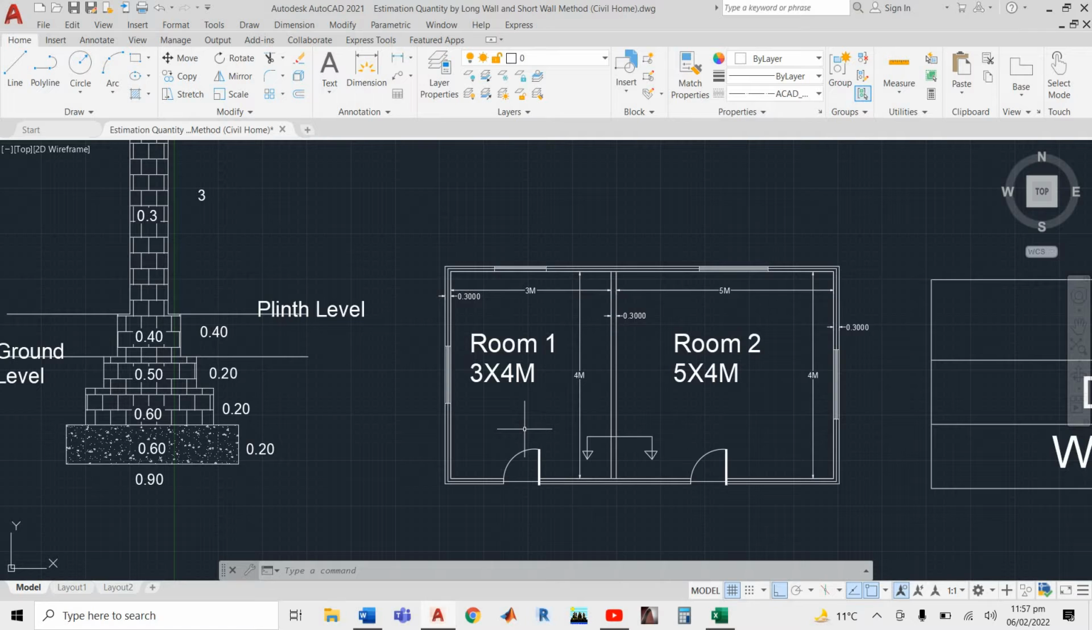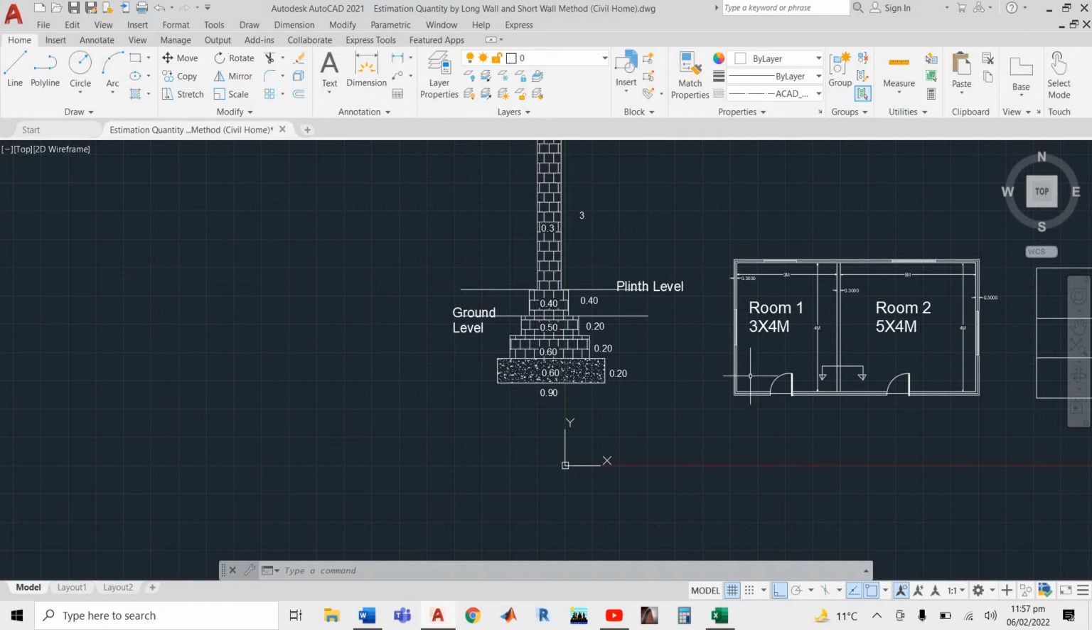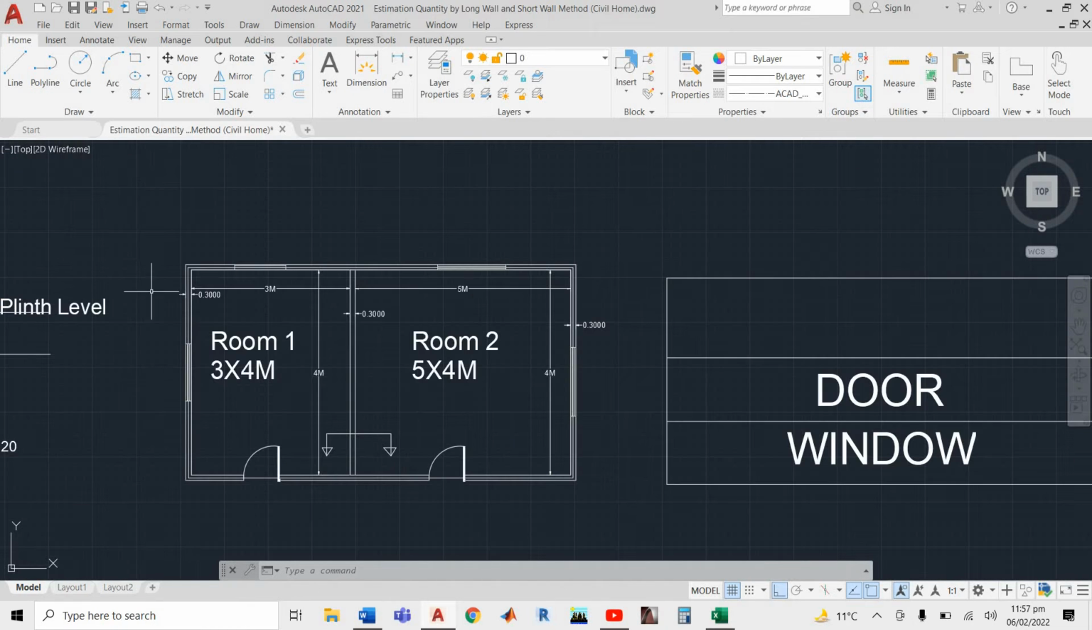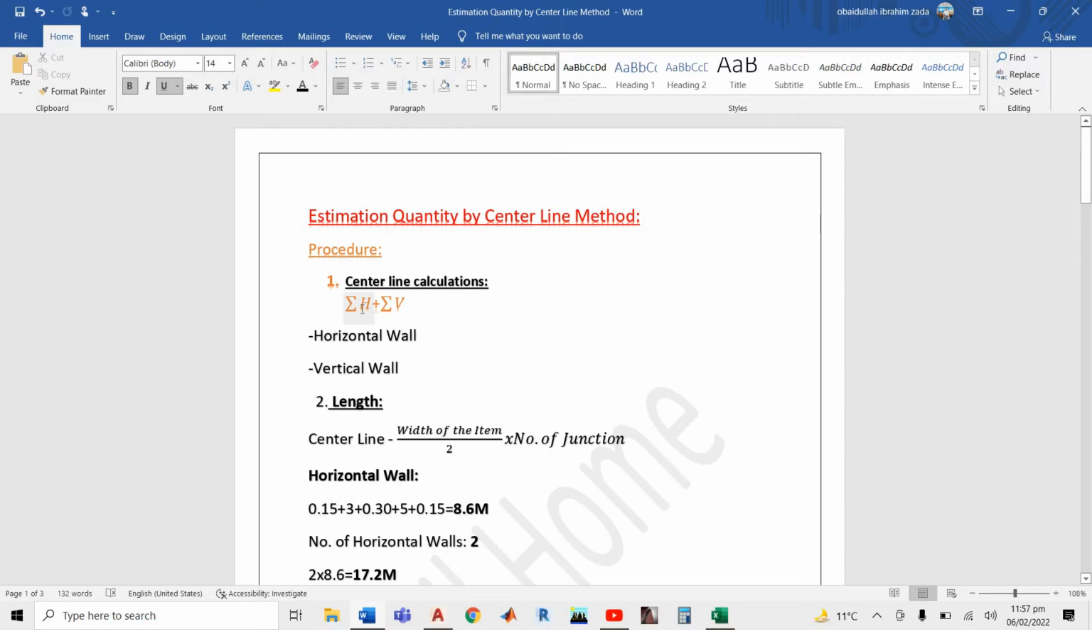And if you see here, like the long wall and short wall method, we have horizontal and vertical walls. If you remember, in the long wall and short wall method, the long wall was the horizontal wall and the short wall was the vertical wall. Here also we have horizontal and vertical walls. So how can we find the total of these center lines that I drew here in horizontal and vertical walls? We have a formula: sum of the horizontal walls plus sum of the vertical walls. We can find the total center line in the horizontal and vertical walls.